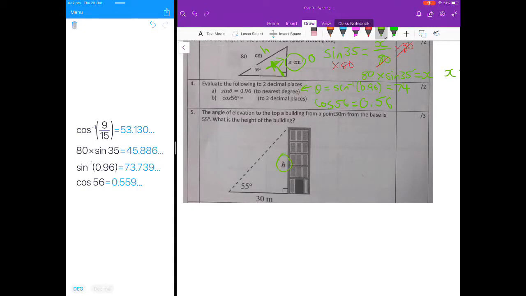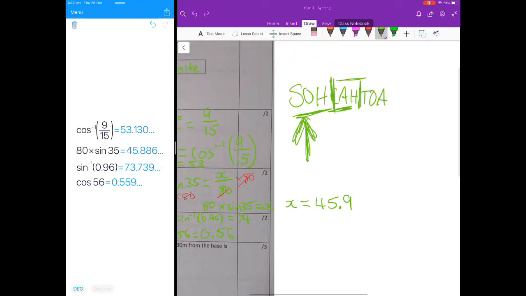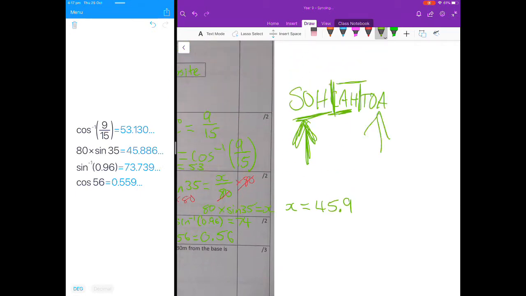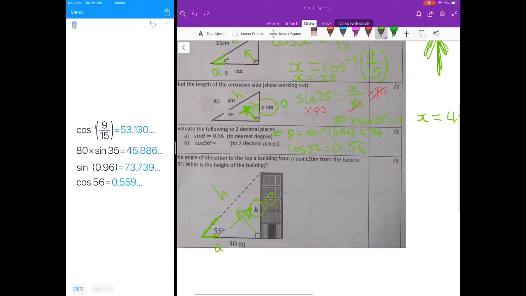We're trying to find that h, the height of the building. We've got our hypotenuse straight across from our right angle. Straight across from our angle 55 degrees, we have the opposite side h, leaving us with 30 being our adjacent side. And opposite and adjacent, let's go back to our SOHCAHTOA. Look what we've got left, TOA. Haven't used it yet. Good time. Tan of 55 equals our opposite side h over our adjacent side 30.